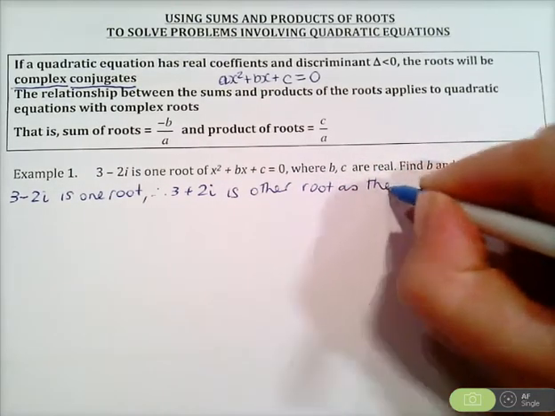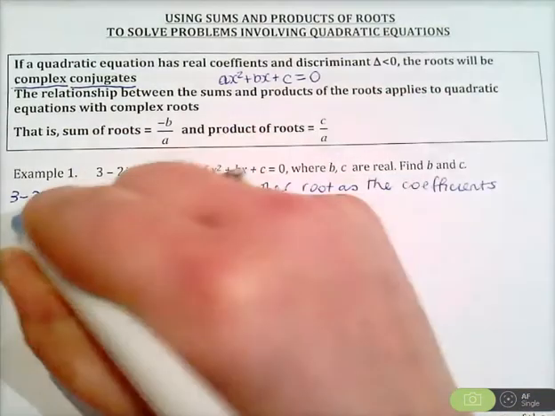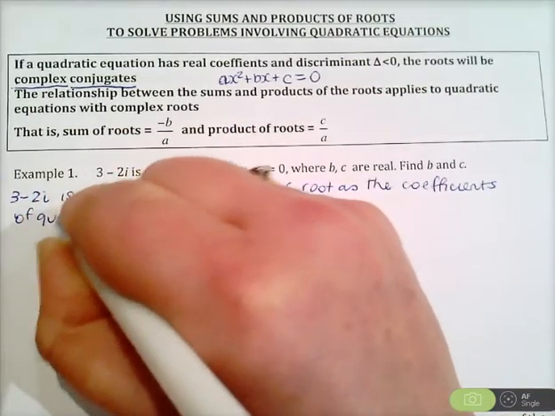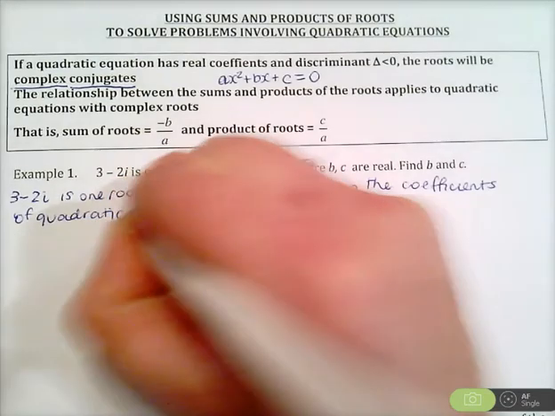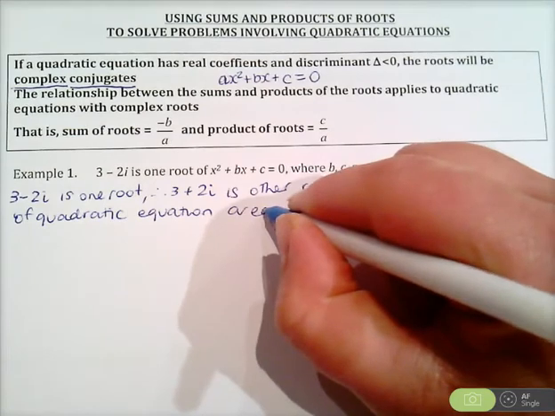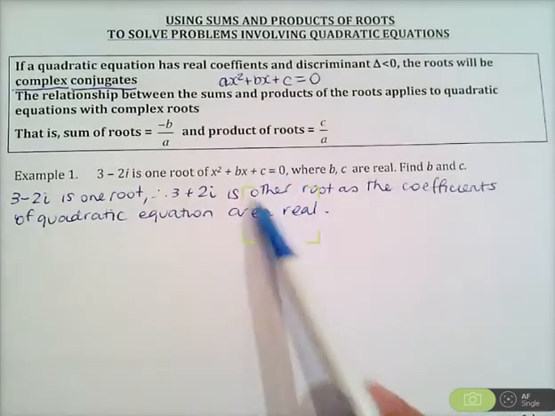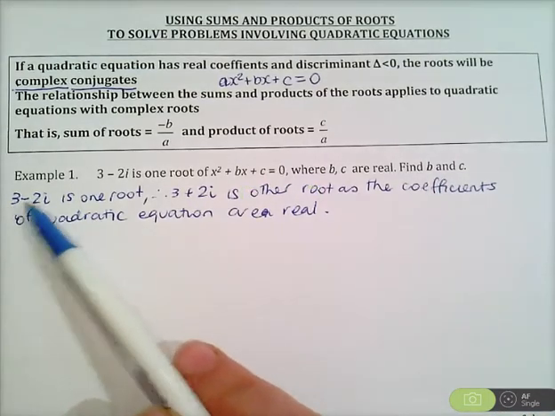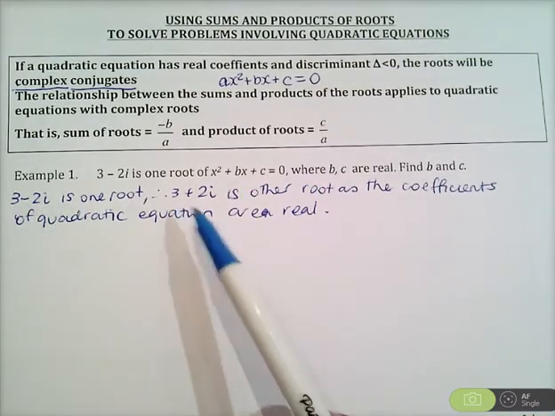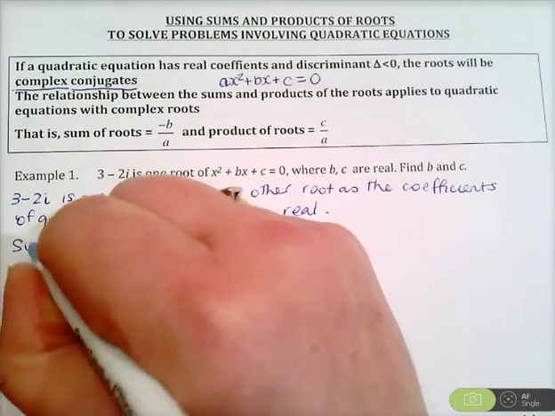as the coefficients of the quadratic equation are real. So unless you realize that, you won't be able to do anything with this question. So it's really important to look at the coefficients. They're real. So because 3 minus 2i is 1 root, then the complex conjugate 3 plus 2i is the other root. So now we can just do sum of roots.